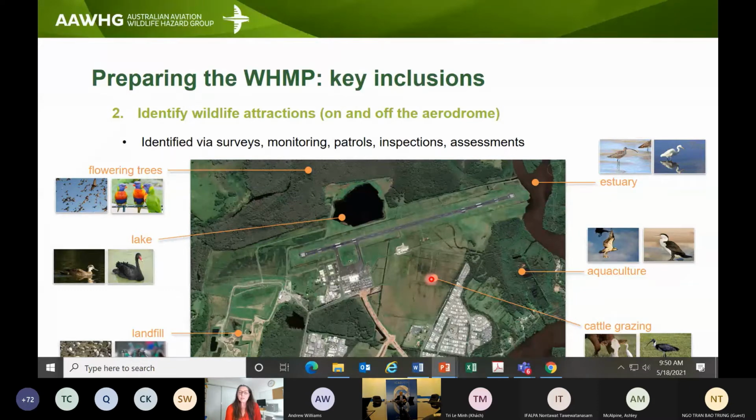So for this particular airport, identifying those off-airport hazards increases their awareness, allowing them to incorporate into their wildlife hazard management plan their approach to monitoring and managing those particular hazards. And we also recognise that for certainly a lot of airports here in Australia, it's the off-airport land use and the off-airport attractants that are a particular issue. Next slide, please.